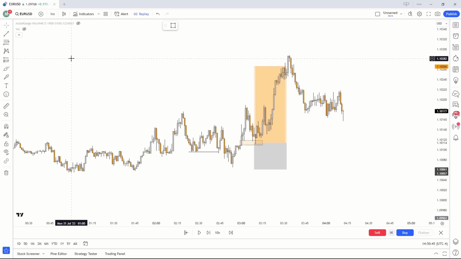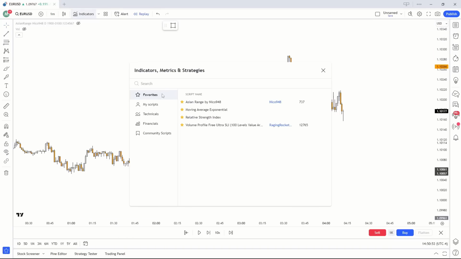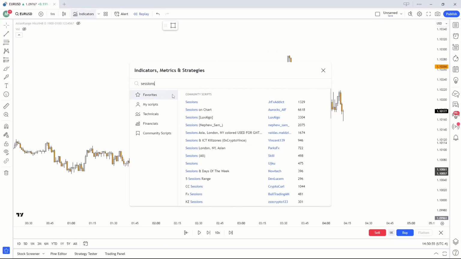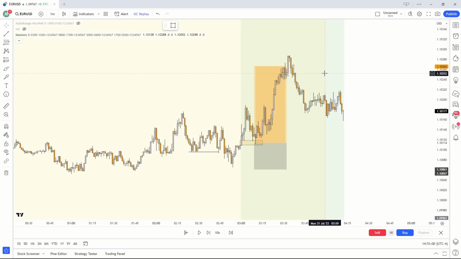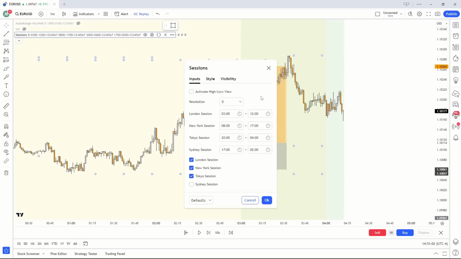Alright, we are in Euro USD on the 1 minute time frame, and to start off, I'm going to show you guys what indicators I use for the silver bullet. So if you want to go to your indicators, you want to search up sessions and choose the one by Aurochs, sessions on chart. Now you want to go to settings and deselect Tokyo session, and you want to change London session 3 to 4 and 10 to 11.